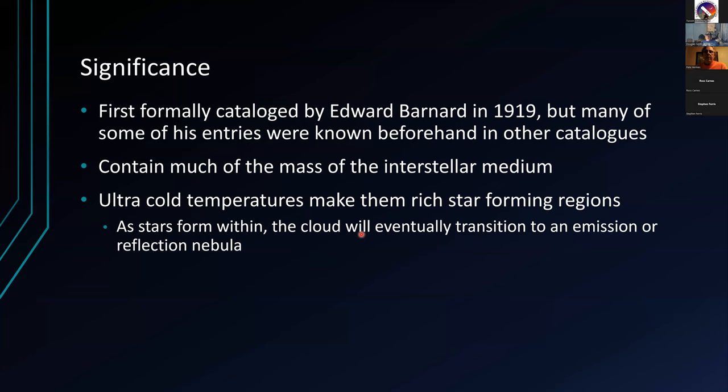And so as the stars form within this cloud from these very cold and dense regions, it will move on and transition into an emission or reflection nebula, which is kind of what we saw in that picture a few slides back with M78. It has some of those really dark, knotty regions and then some portions of a reflection nebula. So you get a sense of where these nebulas evolved to over time. Of course, not necessarily on human timescales.